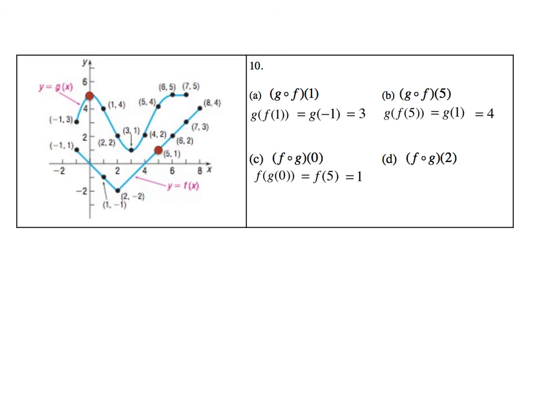And finally, f of g of 2. G of 2 is 2. So f of 2 equals negative 2. And so the answer to the problem f of g of 2 equals negative 2. I hope that clarifies a little bit about composite functions using a table and a graph.